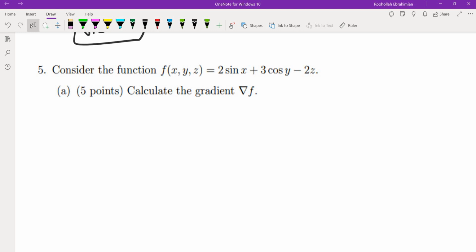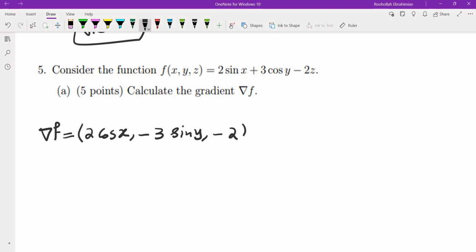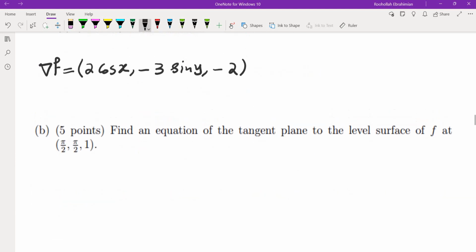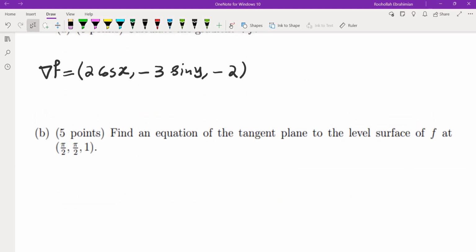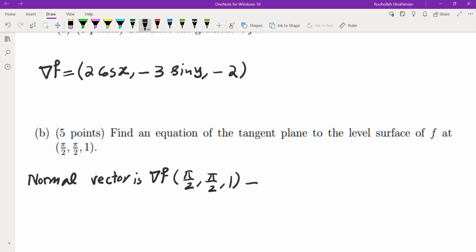Consider the function, and calculate the gradient. So for the gradient, we just take the derivatives. We get 2 cosine of x, minus 3 sine of y, and minus 2. So that's the gradient. The next part is asking us to find an equation of the tangent plane to the level surface at this point. So the normal vector would be the gradient at pi over 2, pi over 2, 1. So all we gotta do is plug in pi over 2. We get 0, negative 3, negative 2. So that's a normal vector.